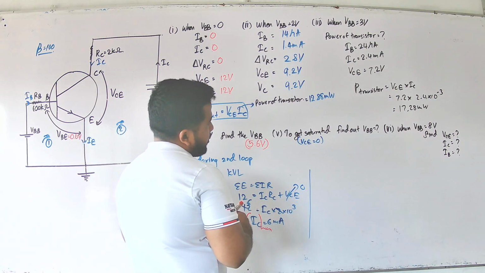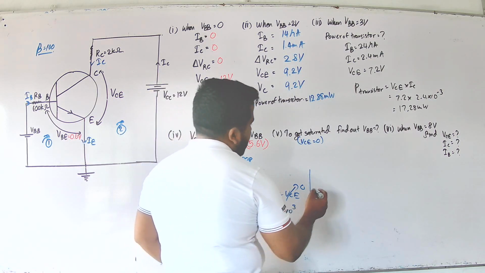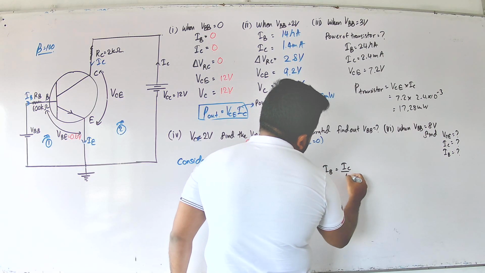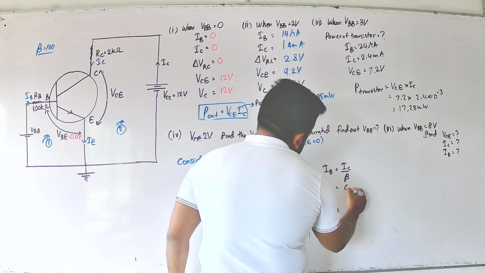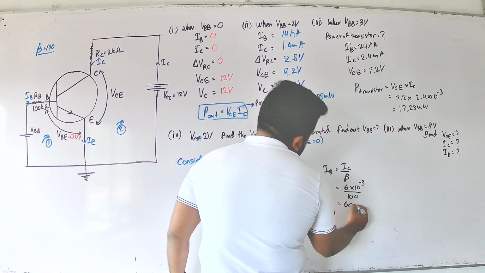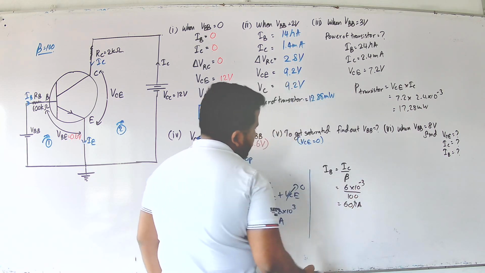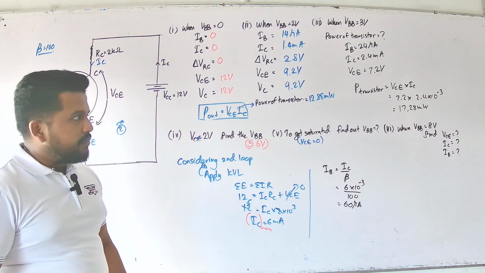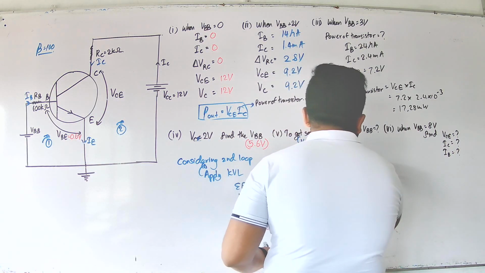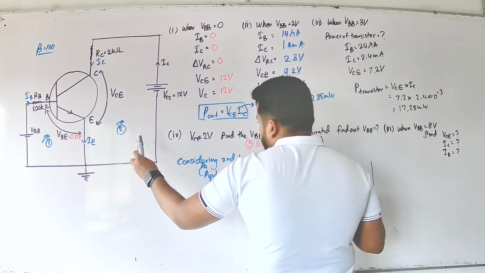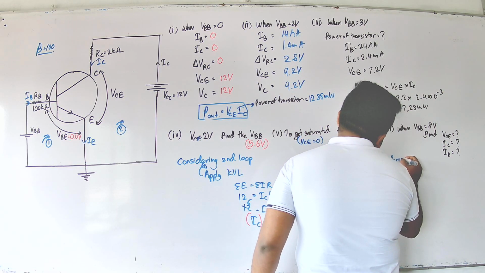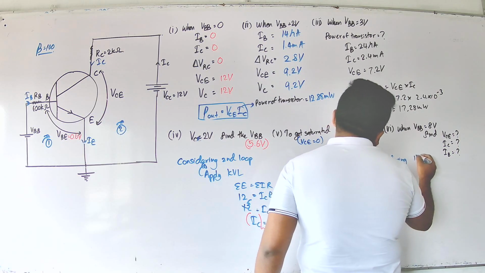When VCE equals 0, then I have to take IB. IB equals IC over beta. IC is 6 × 10^-3 over 100, therefore 60 microampere, 60 × 10^-6. Then we have to find out the VBB considering the first loop.